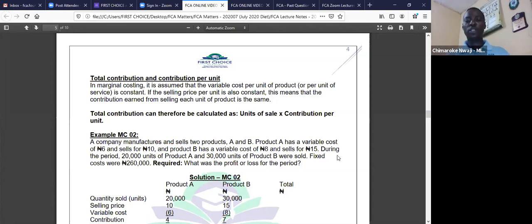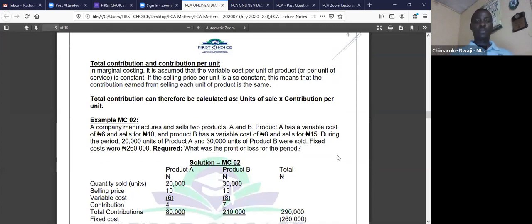The variable cost for that one phone does not change. That will mean that the contribution per unit does not change also. It also means that contribution per unit is a variable item. It also means too that sales per unit or selling price is a variable item. It means that as you increase the quantity, the figure increases. So total contribution can be calculated as follows: units of sales multiplied by contribution per unit.